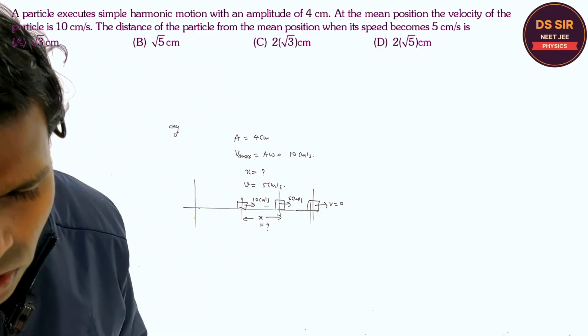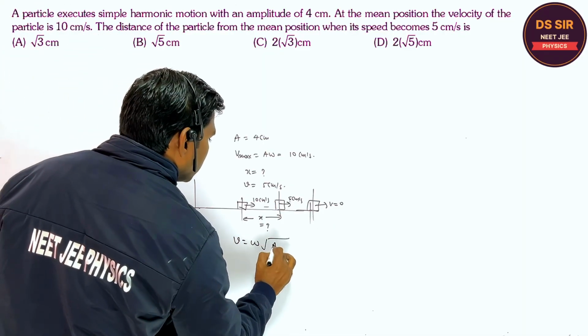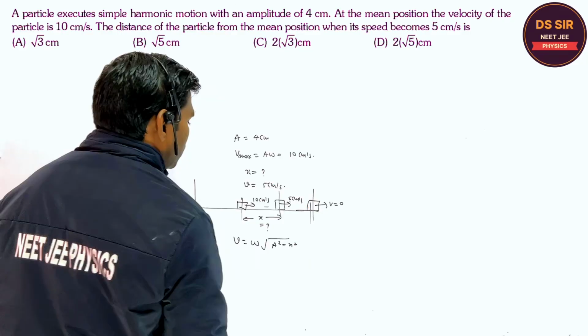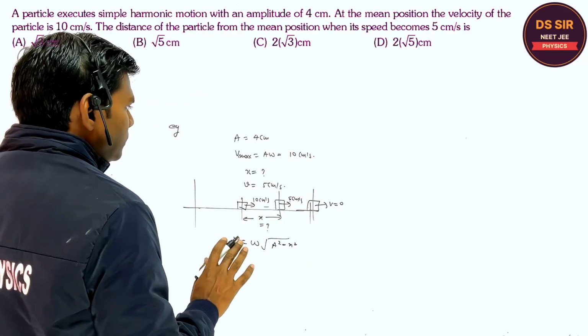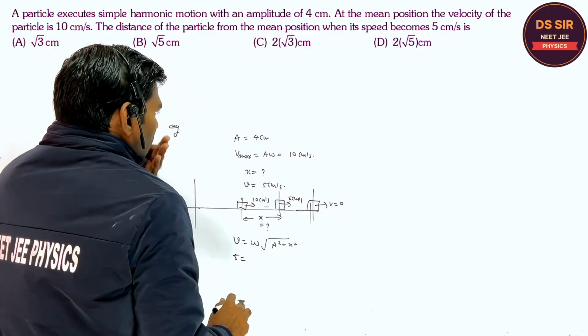So I think you can do this. How? The formula we have is omega root over a square minus x square. All right. So this velocity is 5.